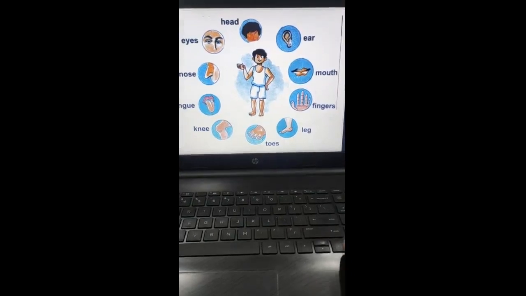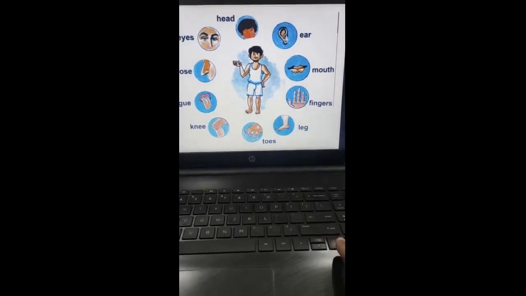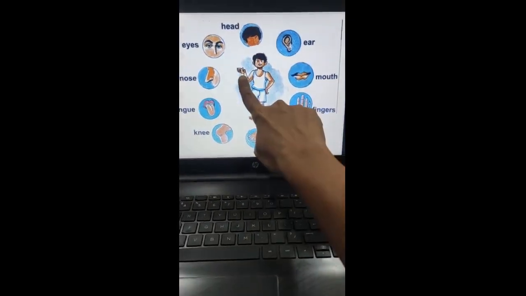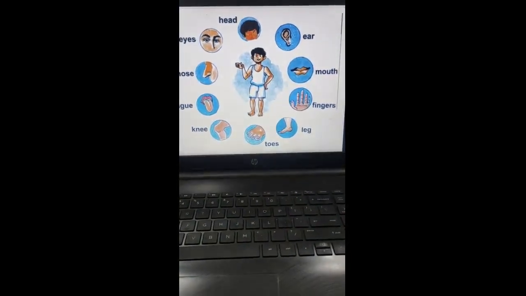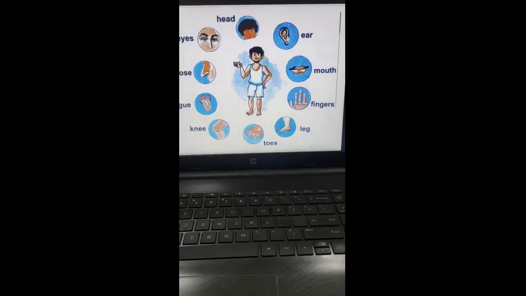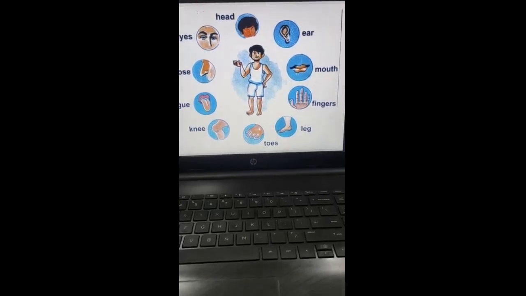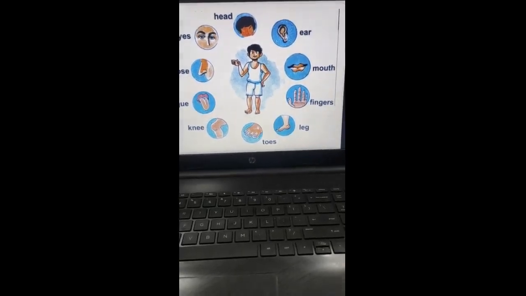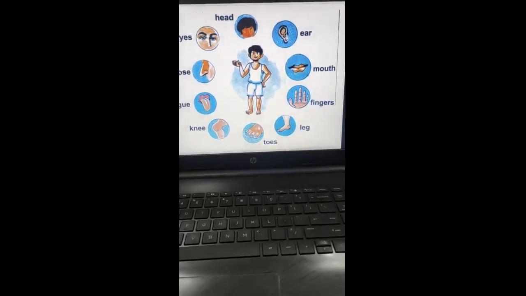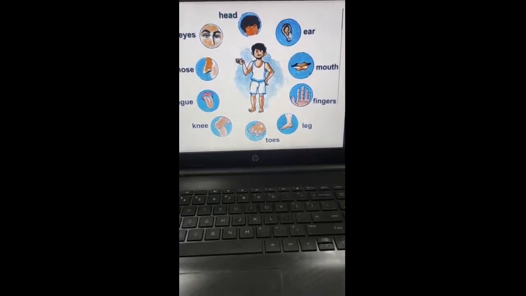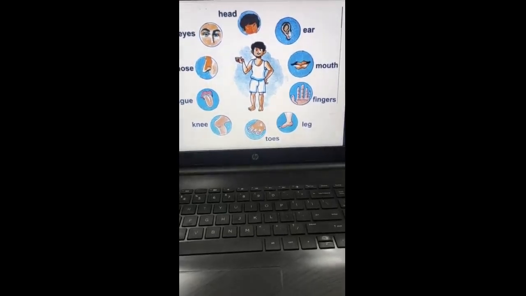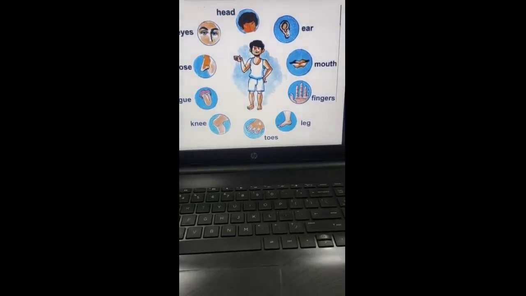Do you know, children, what is the use of hands? What can we do with the hands? So, yes, we do all the work using hands. We use hands to write. We use hands to hold things. We use hands to move things from one place to another. Everywhere we use hands when we have to lift a thing, when we have to carry a thing.